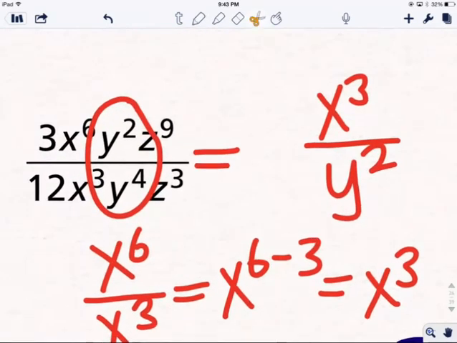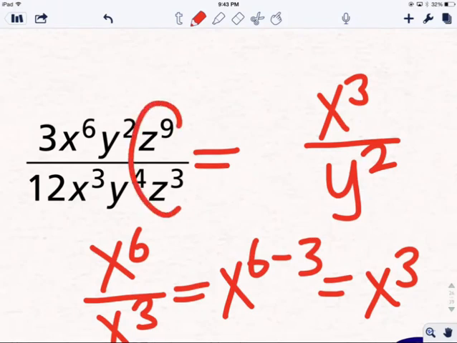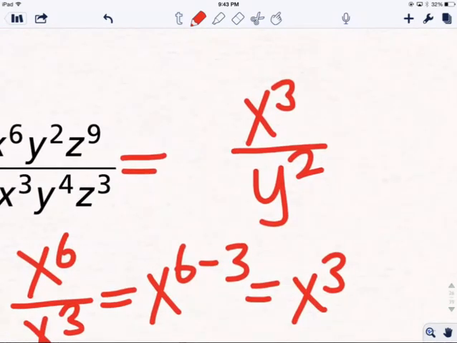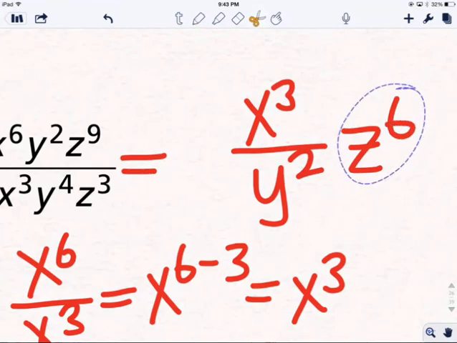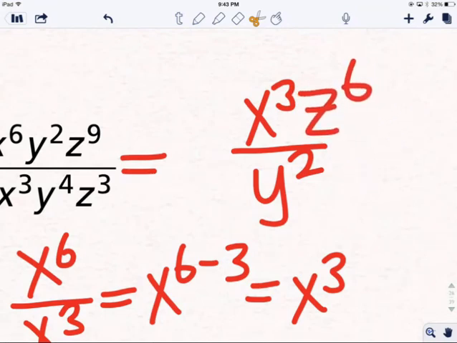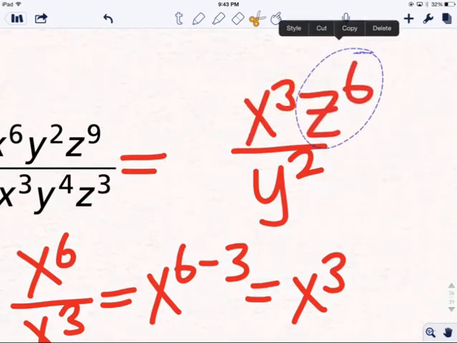Now let's deal with the z's. Z to the 9th divided by z cubed. Subtract the exponents. 9 minus 3 is a positive 6. So that means it's z to the positive 6 power. And since we're multiplying by z to the 6, that's the same thing as if the z to the 6 was hanging out with its buddy z cubed up here.